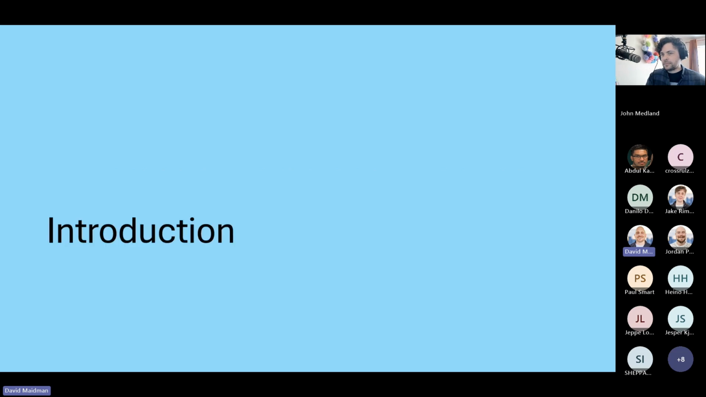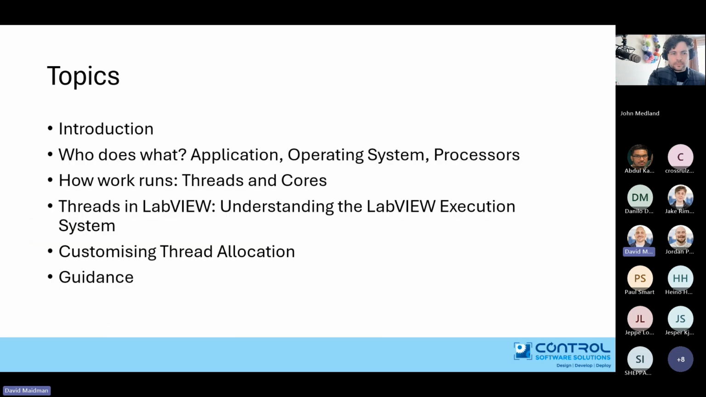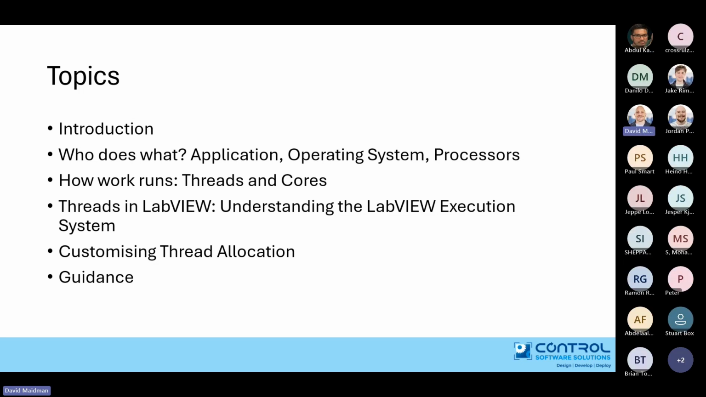So, let's start. First of all, just a little introduction, giving a little overview. We'll have a look at who does what in the whole chain of things here, from the application down to the processors. We'll take a look at how work runs, how the low-level tasks are assigned onto threads and cores, and then how the LabVIEW execution system itself works, how that schedules work.